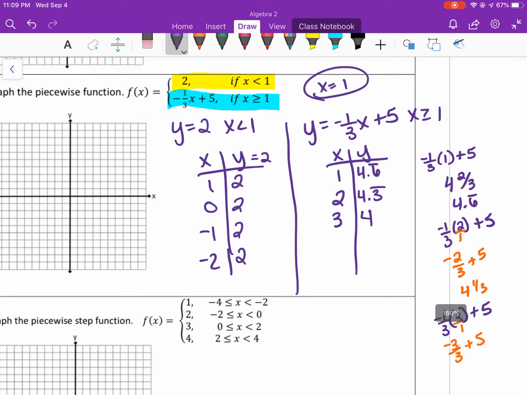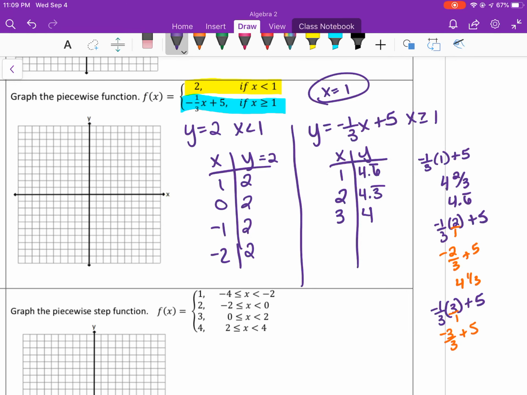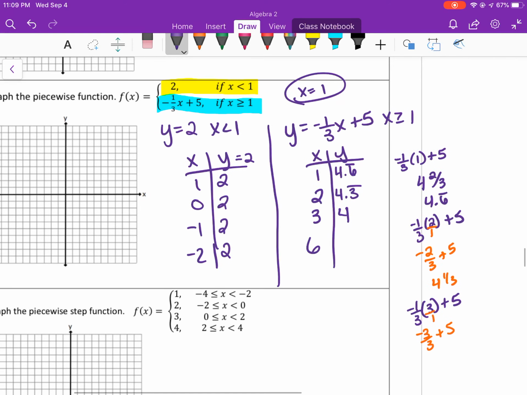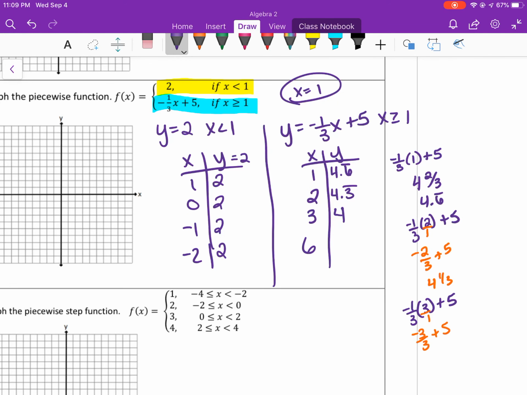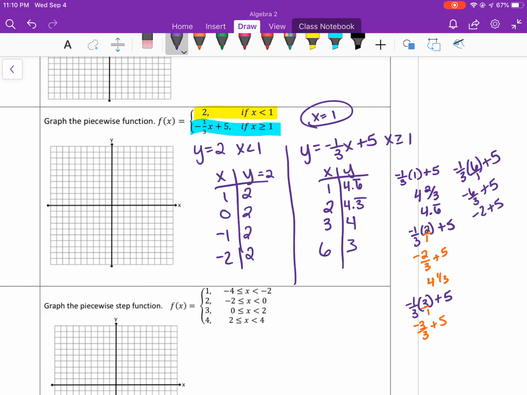So since you end up dividing by 3, if you pick numbers that are divisible by 3, like if I pick my next one to be 6, I'm going to avoid that decimal that I'm running into. So negative 1/3 times 6 plus 5. 6 over 1, that'd be negative 6 over 3 plus 5. That's negative 2 plus 5, so you'd end up with 3. So if you have a fraction, remember that this negative 1/3 is like times 1 divided by 3. So if you pick numbers that are divisible by 3, then you can avoid decimals. If you have a calculator, that can help you out to plug those in too.